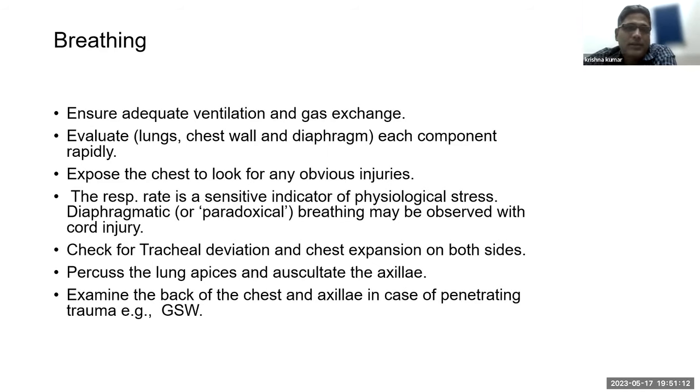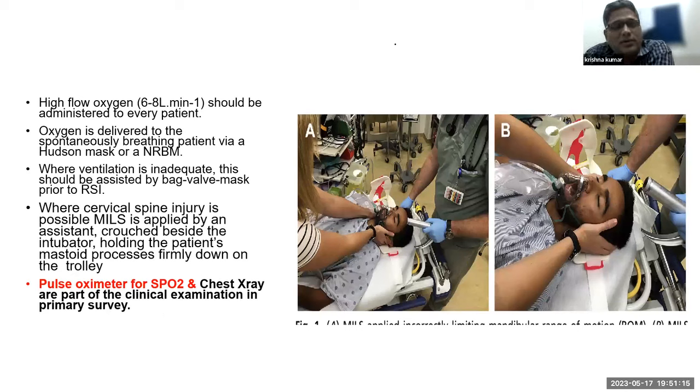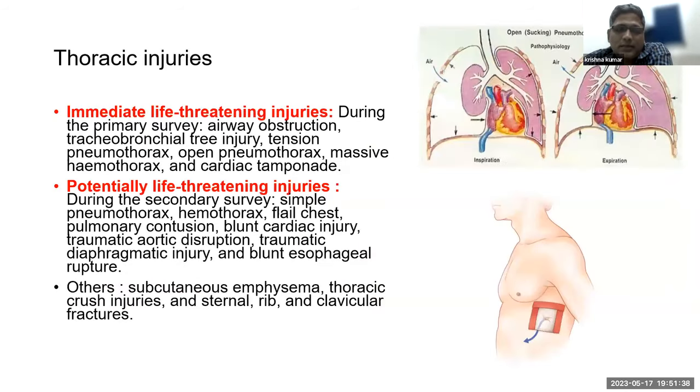especially in gunshot wounds. Always administer oxygen to the patient using high flow oxygen, that is 6 to 8 liters per minute, by using a Hudson's mask or a non-rebreathing mask. And if required, one should be able to do bag-valve-mask ventilation prior to rapid sequence induction and intubation. The pulse oximeter SpO2 and the chest X-ray are part of the initial clinical examination in the primary survey. Thoracic injuries are very important to evaluate as immediately life-threatening, because they are going to kill the patient immediately. They should be done in the initial primary survey.